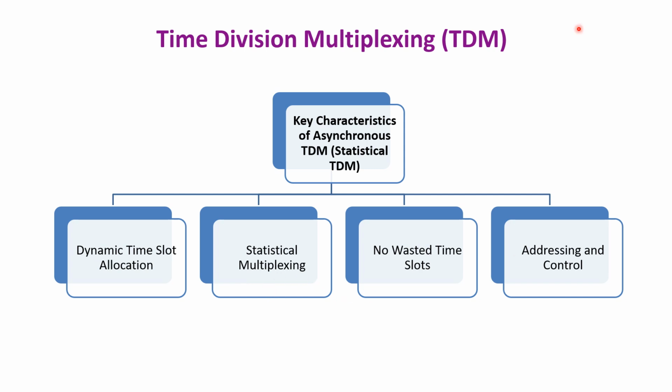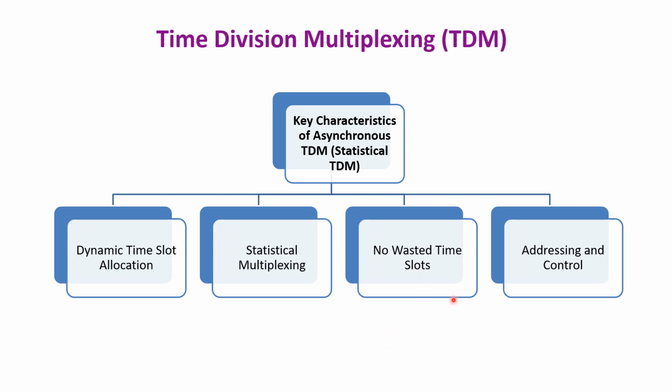Signal multiplexing. The system assumes not everyone will need to send data at the same time. By using this assumption, the system can be flexible in assigning time slots. It allows more users to share the communication line without wasting bandwidth.